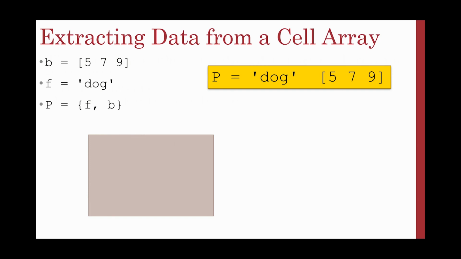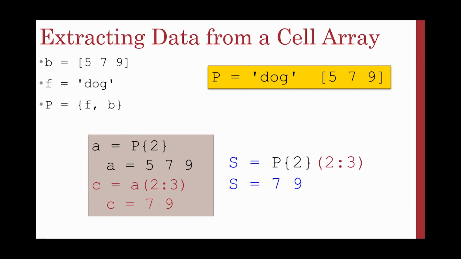So p is equal to the character string dog and then the vector 5, 7, 9. If I say a is equal to p of 2, a is going to contain that entire vector 5, 7, and 9. If I say c is equal to a of 2, 3, I'm going to get c is equal to 7, 9, as we would expect from our previous knowledge. If I say s is equal to p of 2, and then in parentheses 2 to 3, I'm actually going to get s is equal to 7, 9.